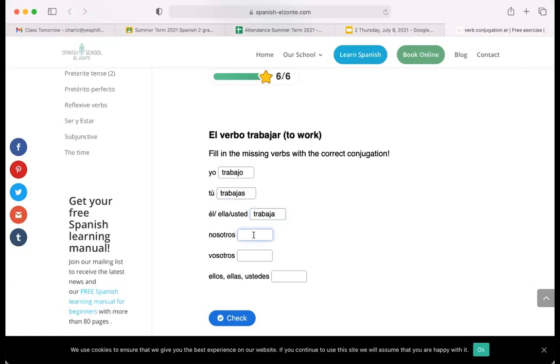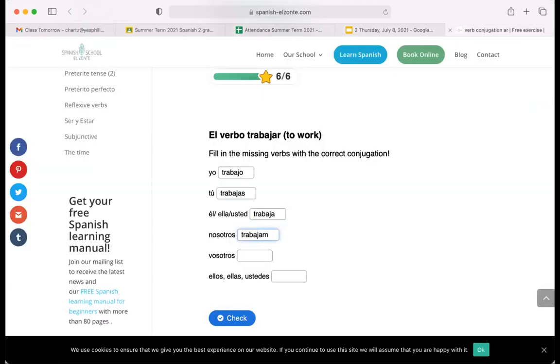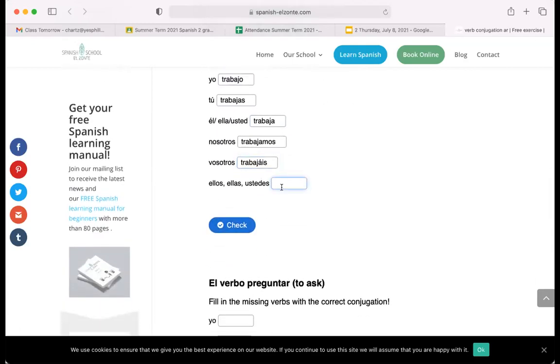For nosotros, what do you think it's going to be? Okay, so we're going to have the same stem. And then we're going to add the AMOS, right? So it's nosotros trabajamos. And that means we work. And then we didn't do vosotros, so I'll just put that in. And then for the last one, we have ellos, ellas, or ustedes, they work. So they work or you guys work.